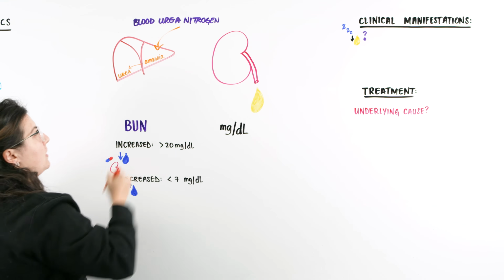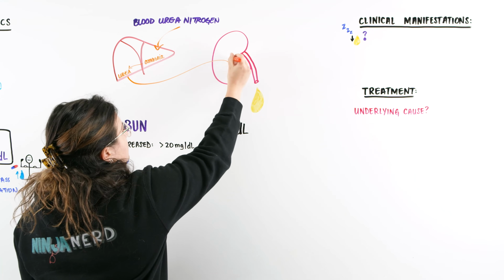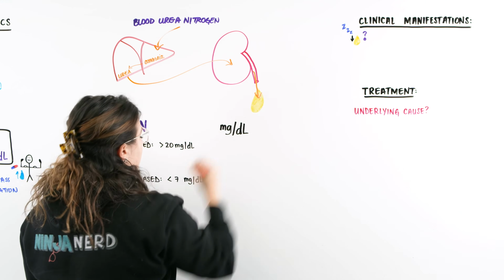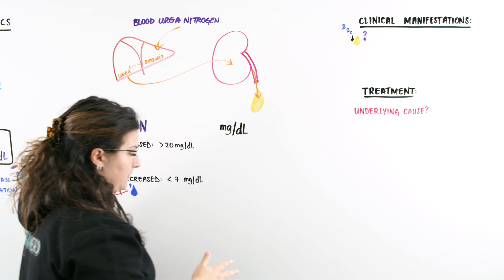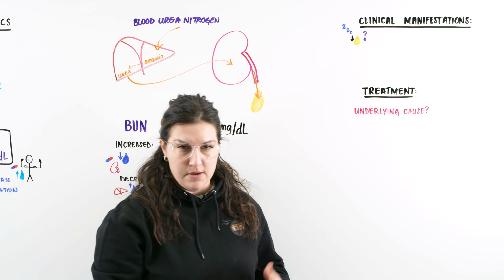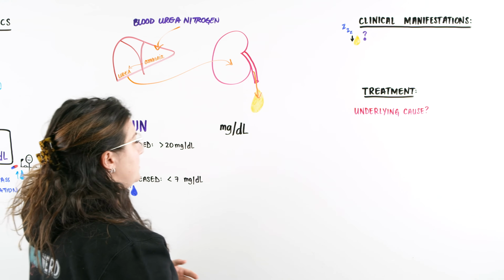Once we have urea in the liver, we can move it into the kidney and essentially urinate it out as well, right? So urea is very similar in the sense that it's a waste product we don't want in our body. As it starts to build up, we can be seeing some issues.